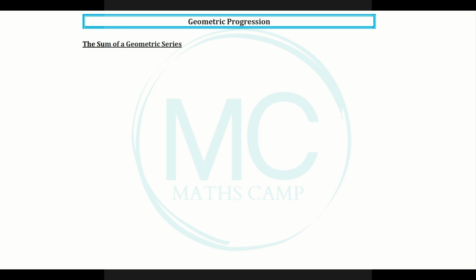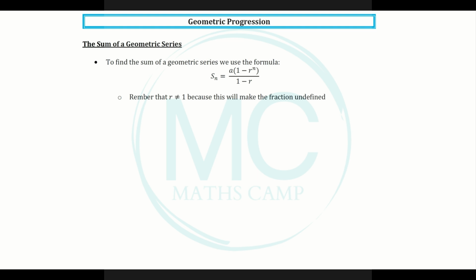Now let's move on to the sum of a geometric series. To find the sum, we can use the formula. The sum of the terms is equal to a multiplied by the bracket 1 minus r with an exponent of n, all over 1 minus r. Tn means the value of the term. So Sn is the sum of the terms. Please just remember that r will never be equal to 1 because this will make the fraction undefined.